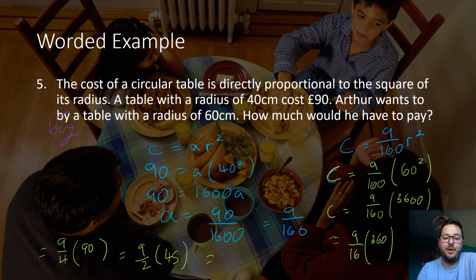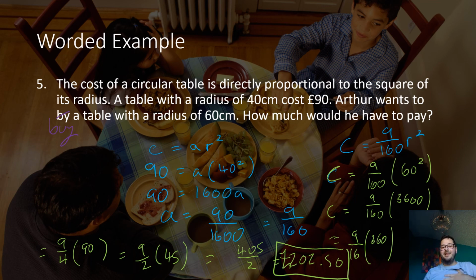So 9 times 45 is going to be 405 over 2, which is going to be 202.5 or £202.50. Okay, so that was a bit of a task, but as long as you were happy with the direct proportional stuff, the simplifying of the fraction was a bit hard at the end, but this might be a calculator question, which is a lot more doable.